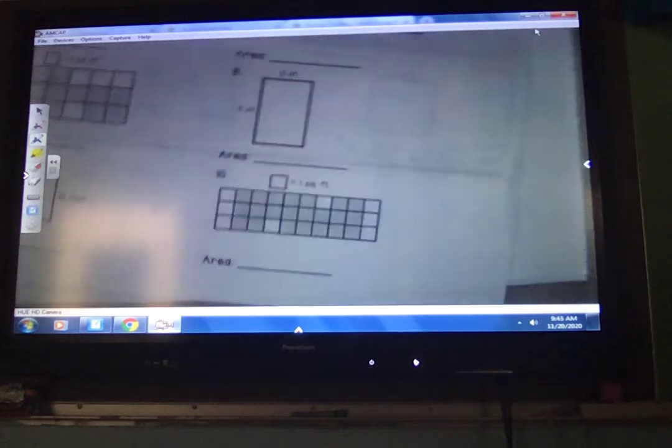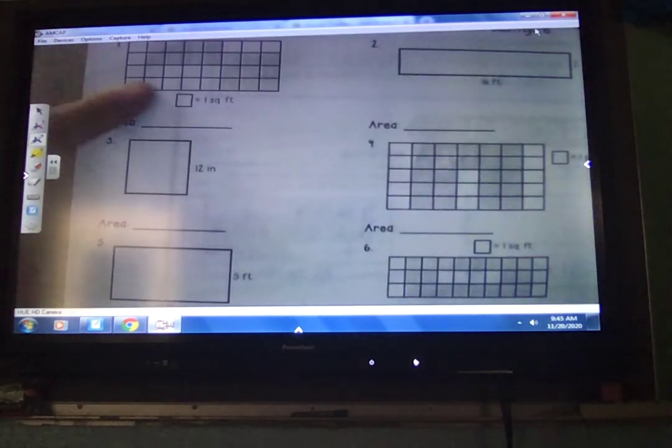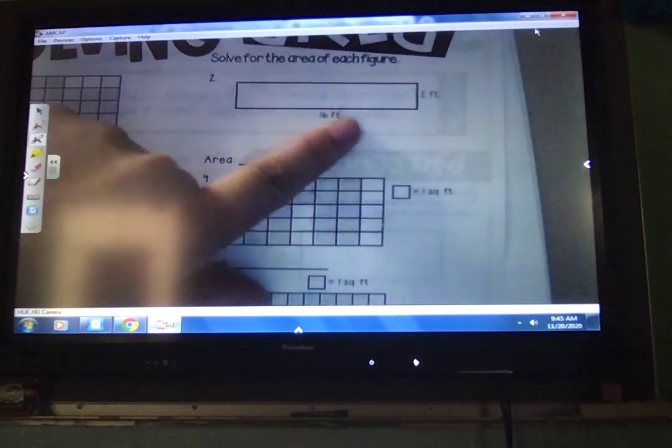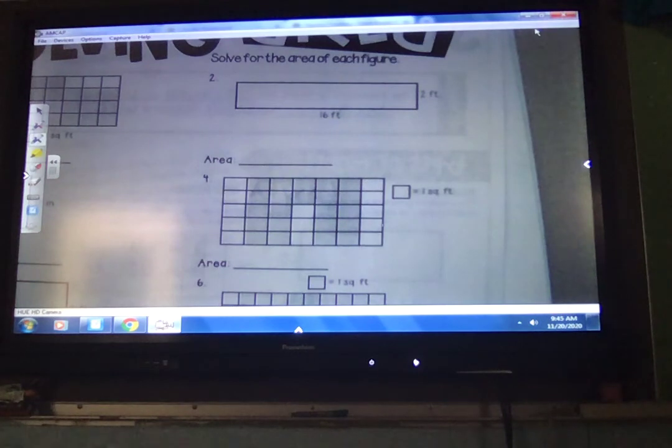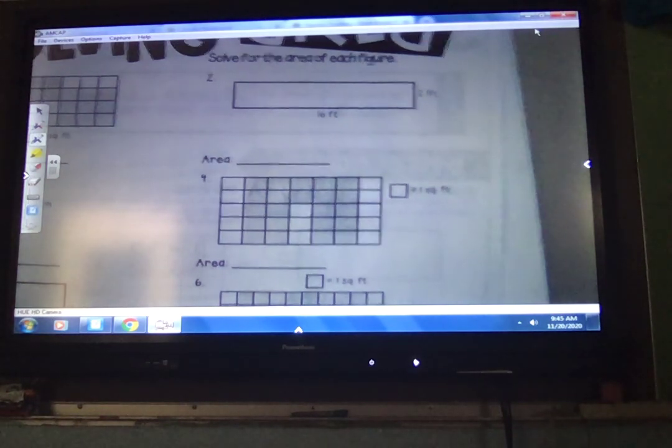On the back, you're going to try some on your own. If it's on a grid, you're counting your squares. If it's on a shape, you need length, the longest side, and width, the shortest side, and you multiply them. Practice your perimeter and area. We'll have more practice on that this week and next. Let me know if you have questions.